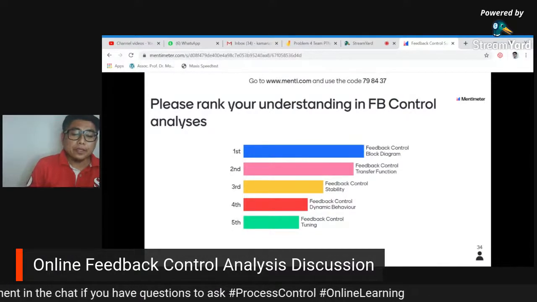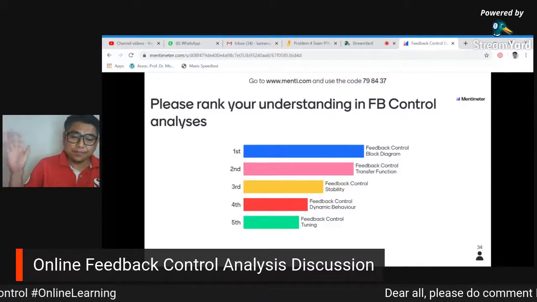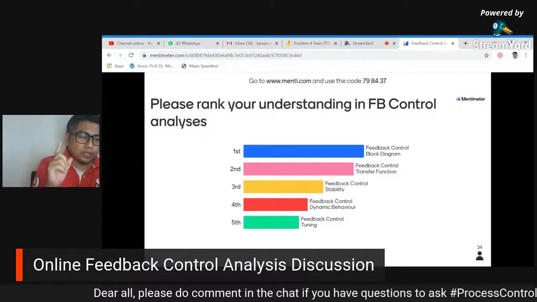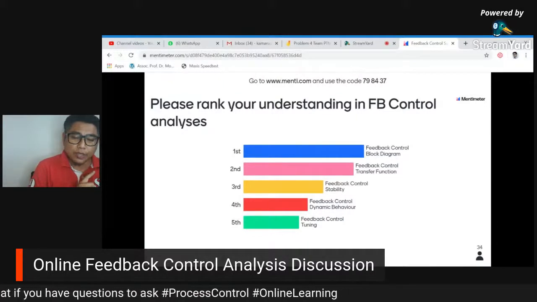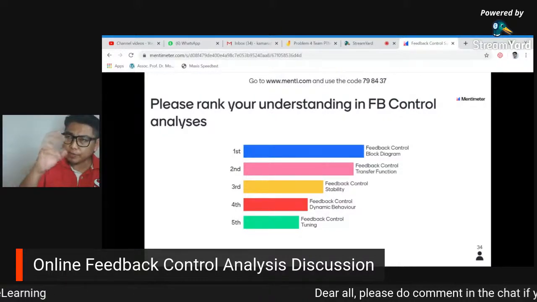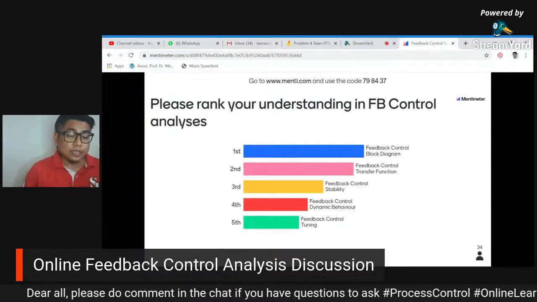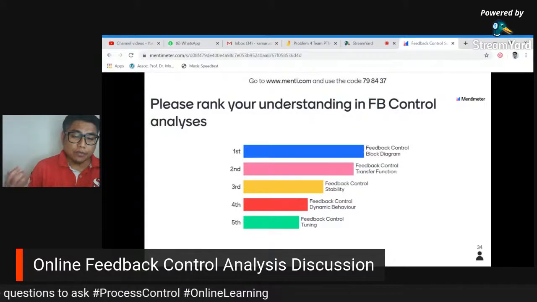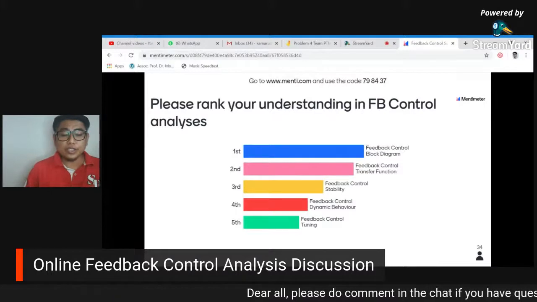All right, we are very clear with the feedback block diagram and the transfer function. Please choose the right transfer function, either for the servo or the regulator. Then if you are asked for the dynamic behavior, identify the response first, and after that you sketch the dynamic behavior. That is for the feedback block diagram, transfer function, and dynamic behavior. Next, we'll go for the stability.